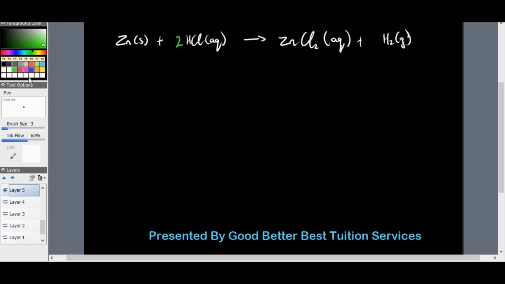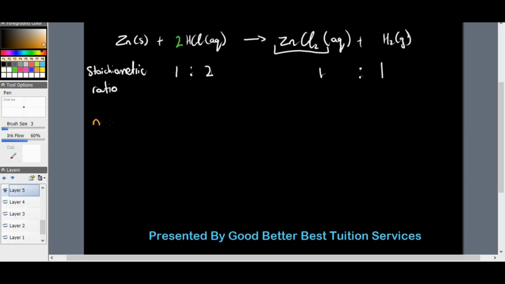And the only balancing number we had was a 2 over here. So now we look at our stoichiometric ratio. Our stoichiometric ratio suggests that we have a ratio of 1 for zinc is to 2 over here, and we have another ratio of 1 is to 1 for the product. So we have 1 is to 2 is to 1 is to 1. Okay, so because we are given the mass of zinc chloride, we can go ahead and determine the number of moles of zinc chloride.